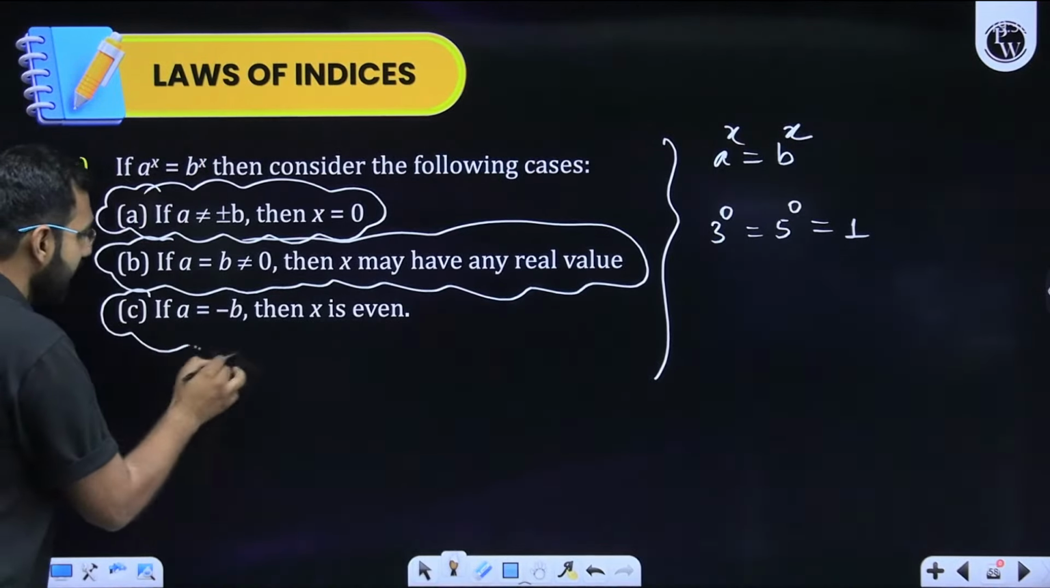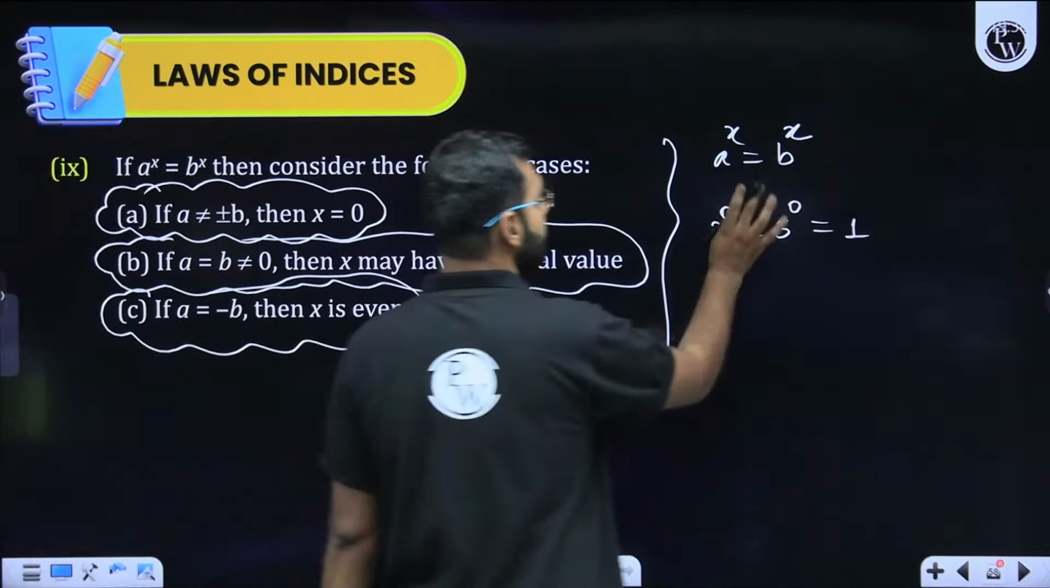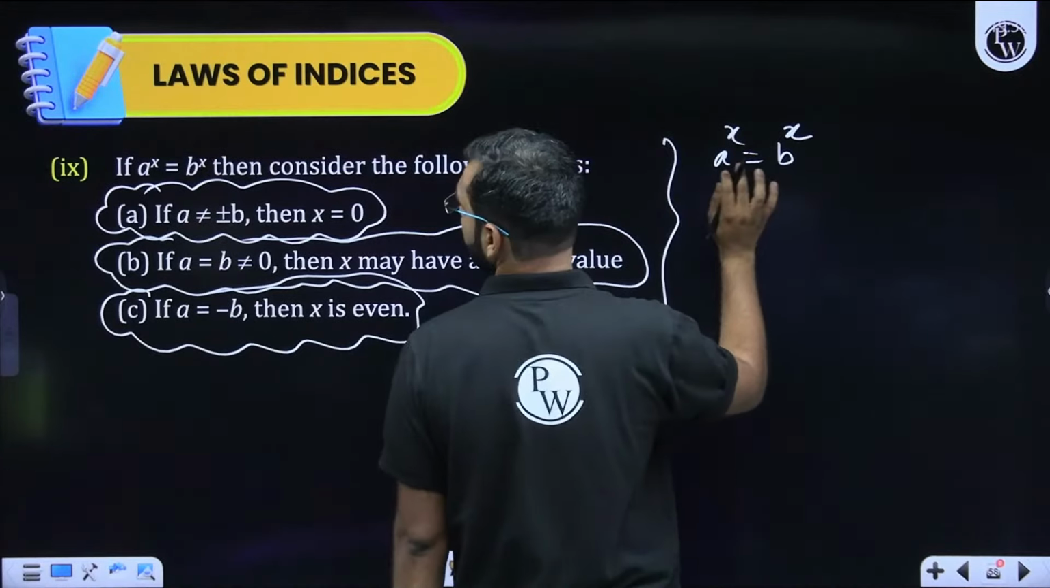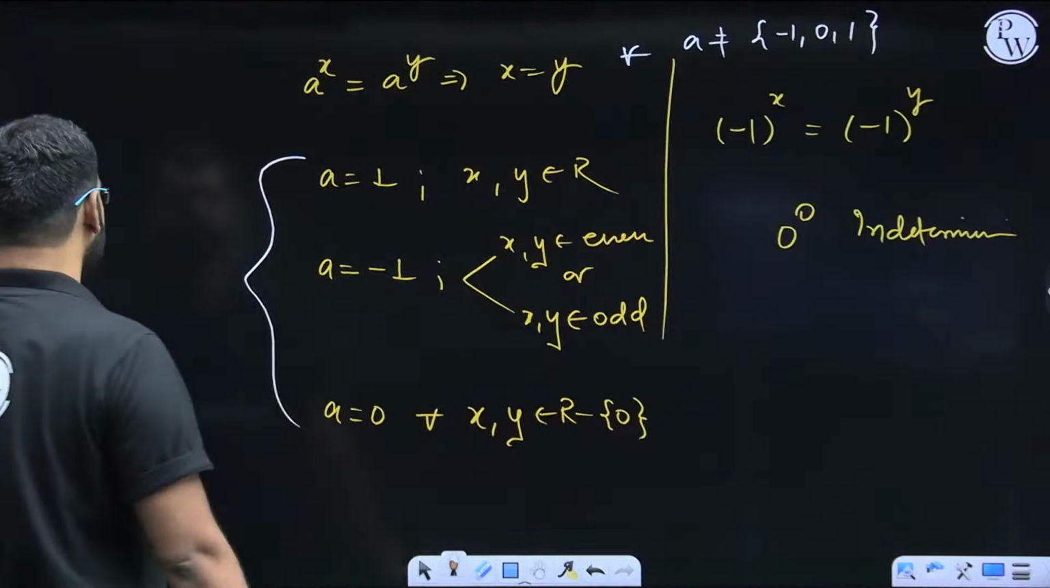Third conclusion: if a is equal to minus b, then x is even. I hope you are understanding. I'm really sorry, I thought there was a typing error here. This is a to the power x, b to the power x, right? Yes, nothing wrong in that. It is absolutely right. Let me take one more example to make you understand this.